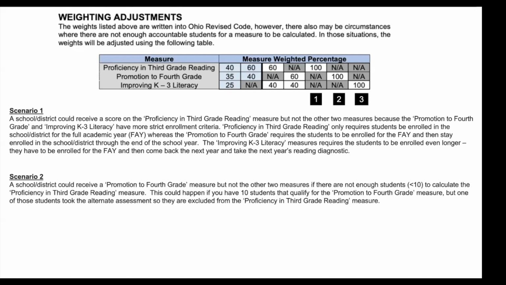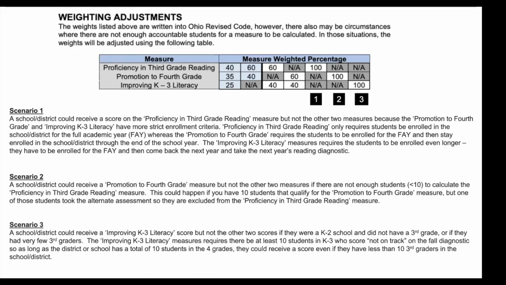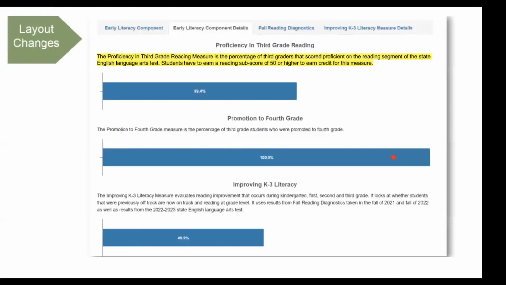In the next scenario, promotion to 4th grade, we would have 100% there and not applicable in the other 2 measures. This could happen when there are not enough students to calculate the other measure. So that's how that scenario works. And then our final scenario, improving K-3 literacy, I would say is the scenario that is most likely if you have an alternative scenario. This could happen if it's a K-2 school and there was not a 3rd grade class in that school. So that's how that scenario could happen.